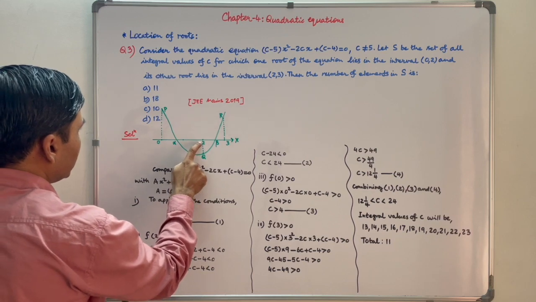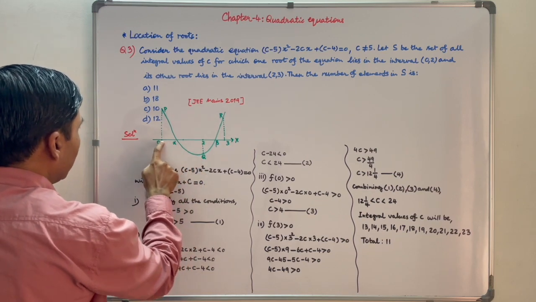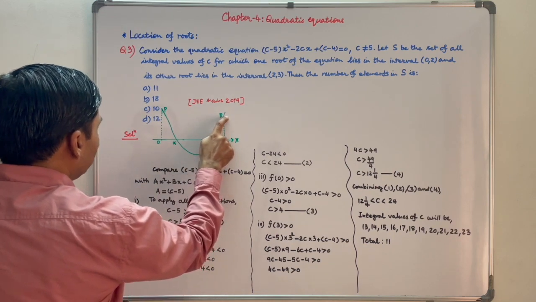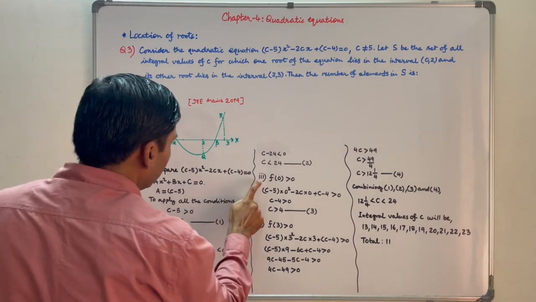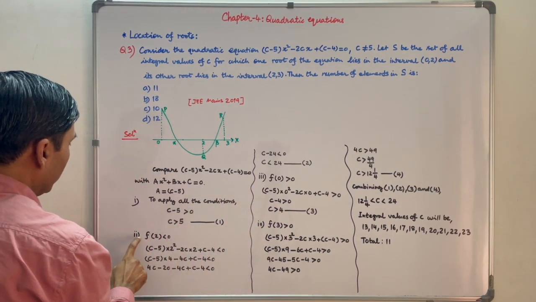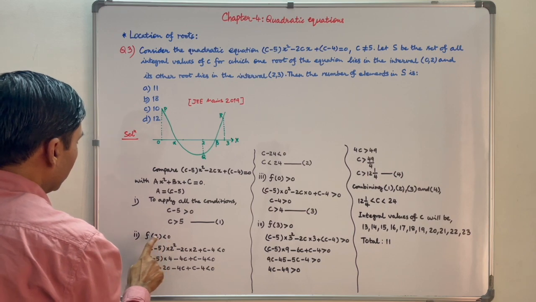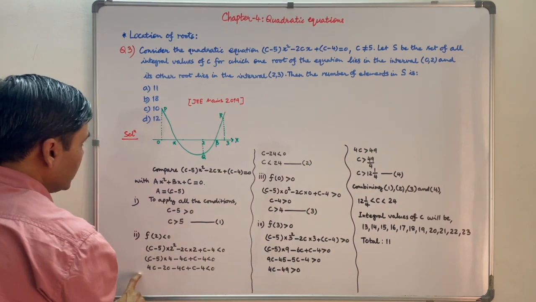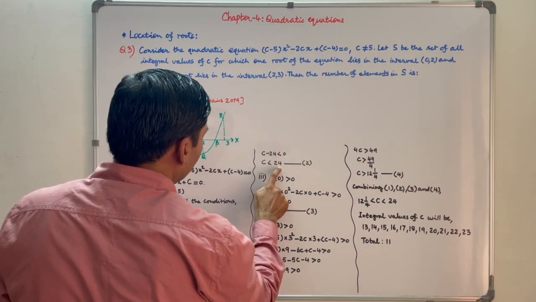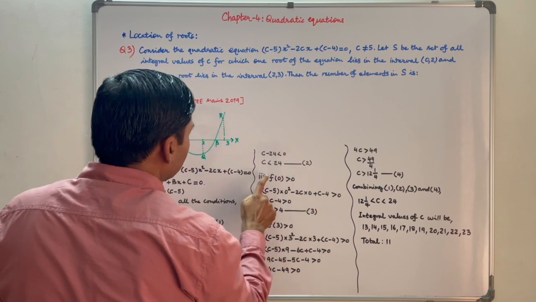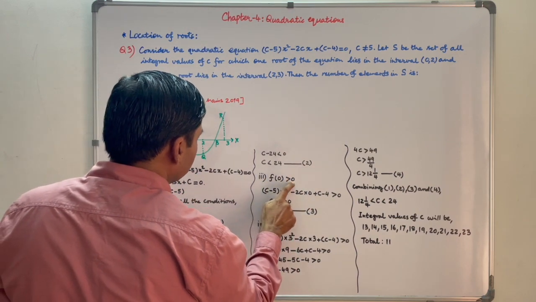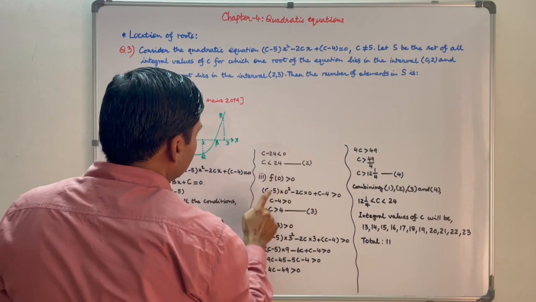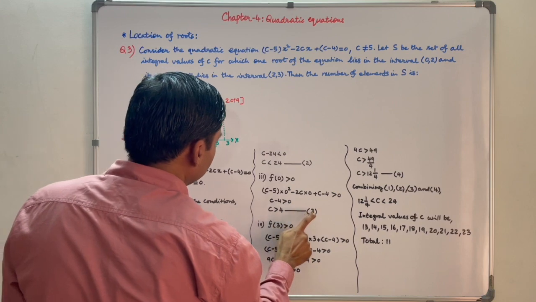From the graph it is clear that f2 is negative, f0 is positive and f3 is also positive. So these will be our condition number 2, 3 and 4. Condition number 2, f2 is less than 0. Put x is equal to 2 in this expression to get f2. So the condition is c is less than 24. This is point number 2. Condition number 3, f0 is greater than 0. Put x is equal to 0 in this expression to get f0. So c is greater than 4. This is point number 3.